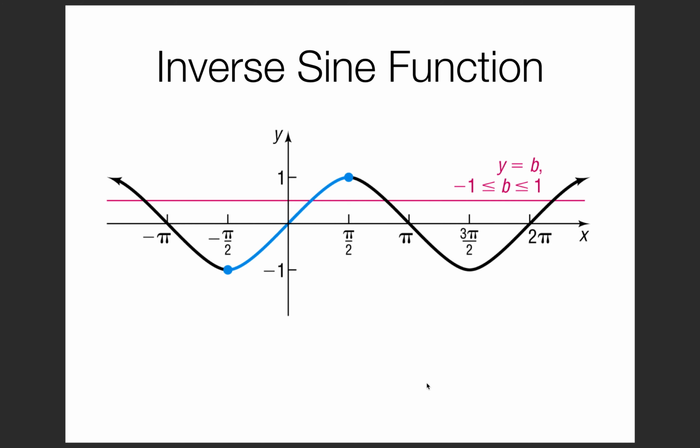And so it is a one-to-one function if we just look at it. The sine function is one-to-one if we look from negative pi over 2 to pi over 2. And so that's what we're going to look at: the sine function from negative pi over 2 to pi over 2. In that case, it does have an inverse.